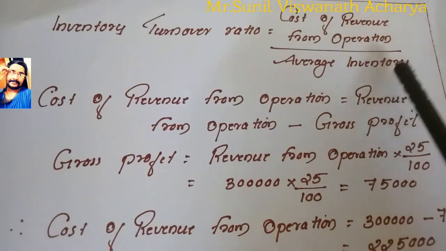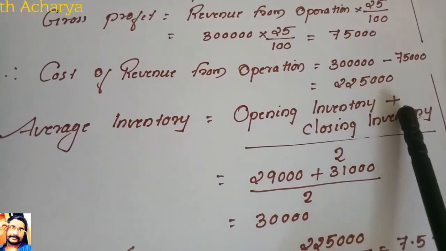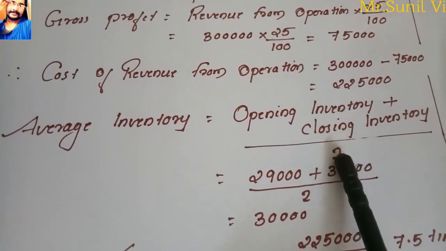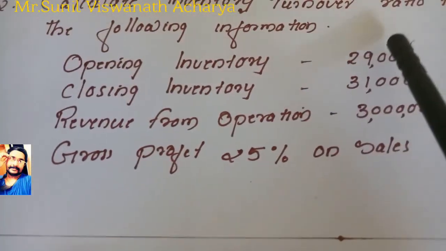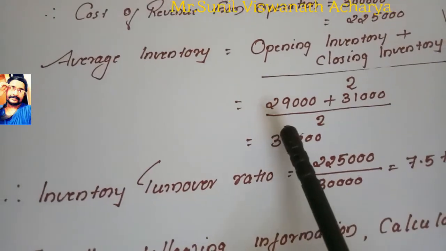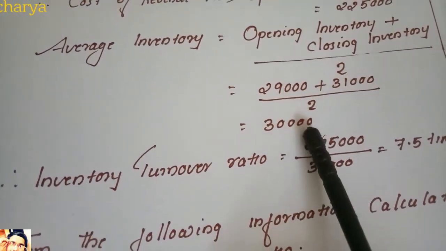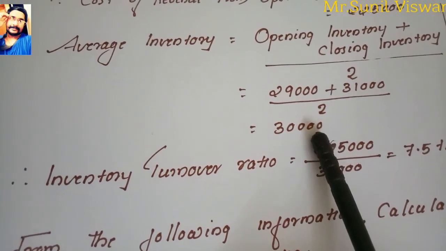Now in the equation we need average inventory also. We know the average inventory equation: opening inventory plus closing inventory divided by 2. Opening inventory given in the question is 29,000. Closing inventory is 31,000. So average inventory is 29,000 plus 31,000 divided by 2, that is 30,000.